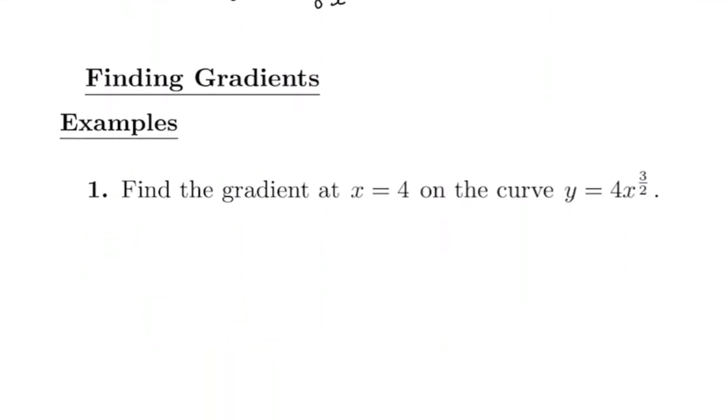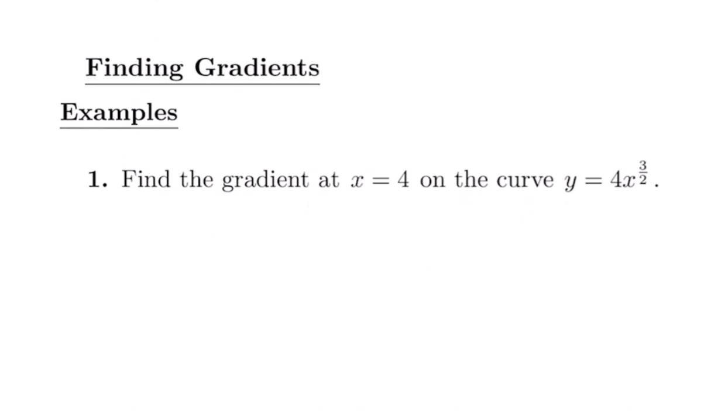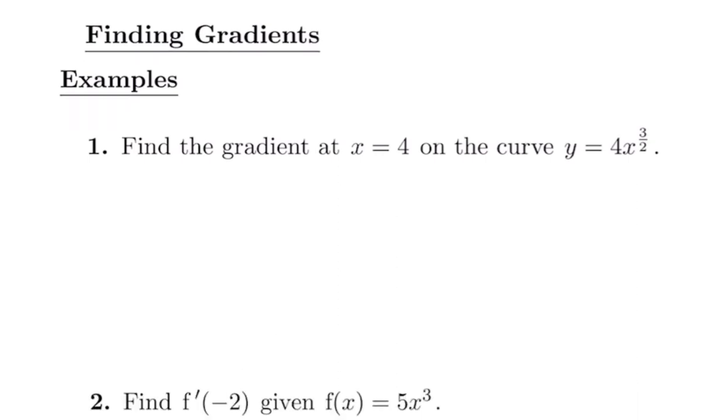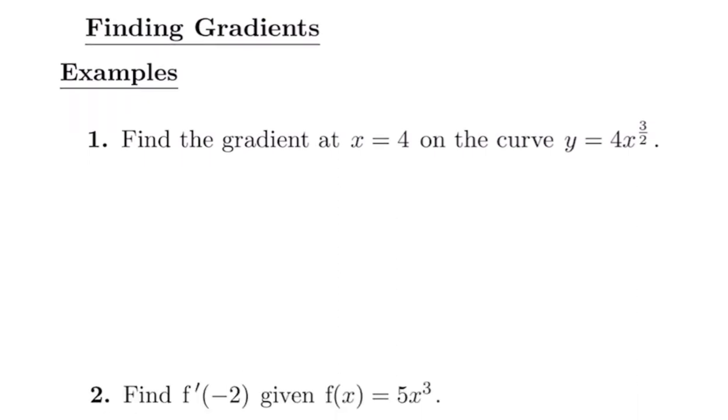Now, sometimes we are asked to find the actual value of the gradient, and if we want to do that, when we've found the gradient function, we need to put the value of x in. So we're going to have a little look at that. So the first question says, find the gradient at x equals 4 on the curve y equals 4x to the 3 over 2.